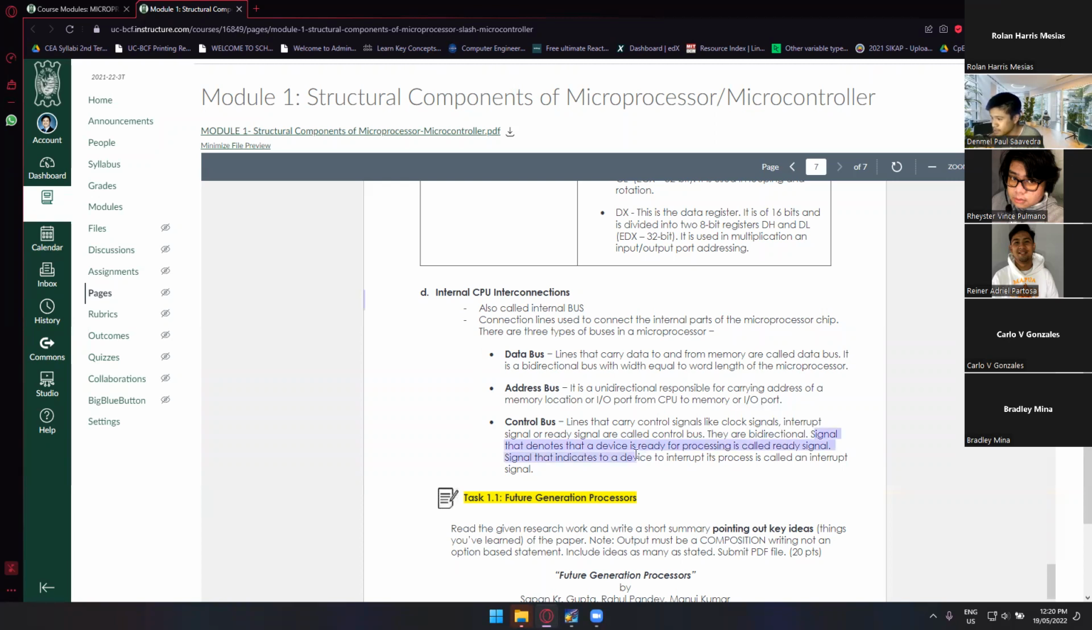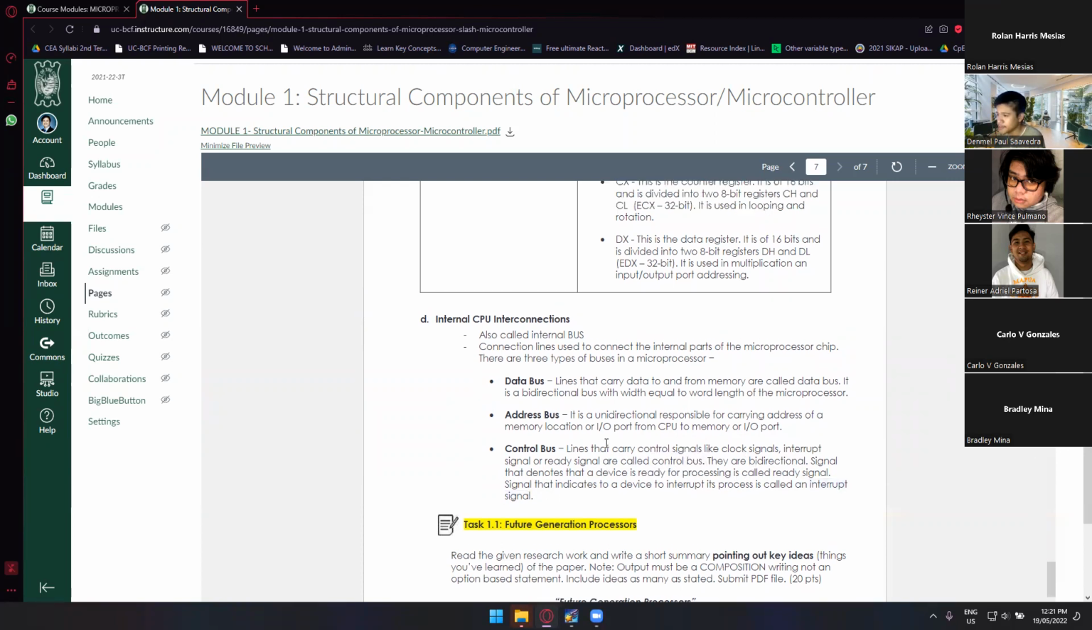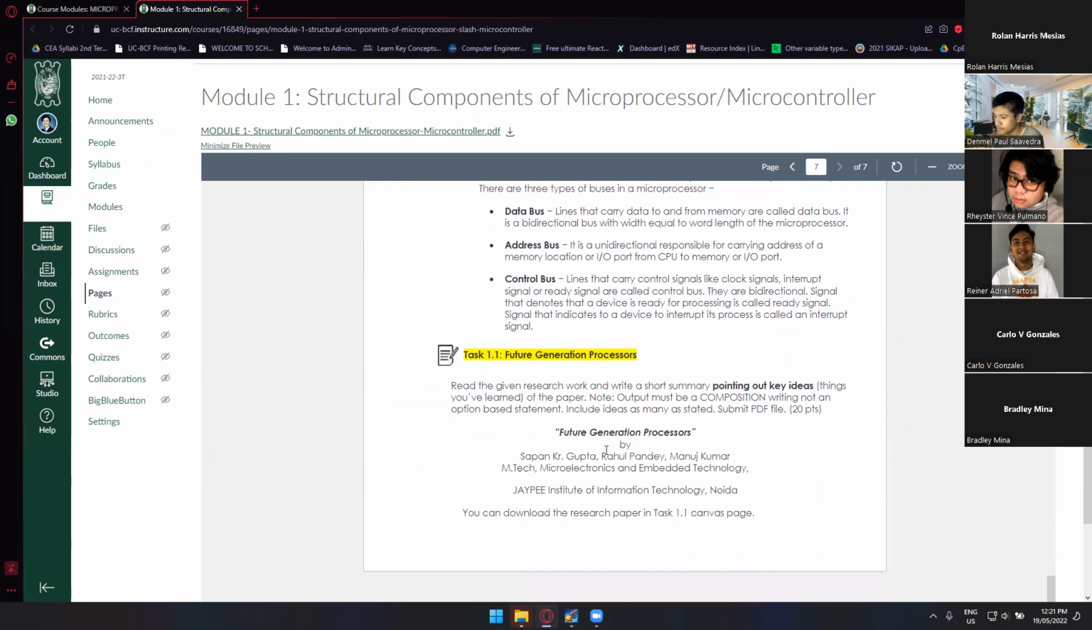So signal that denotes that a device is ready for processing is called ready signal. And then signals that indicates to a device to interrupt its process is called an interrupt signal. Okay, so it's either ready signal only or the interrupt signal. Okay. So yeah, that's pretty much it for the module one.